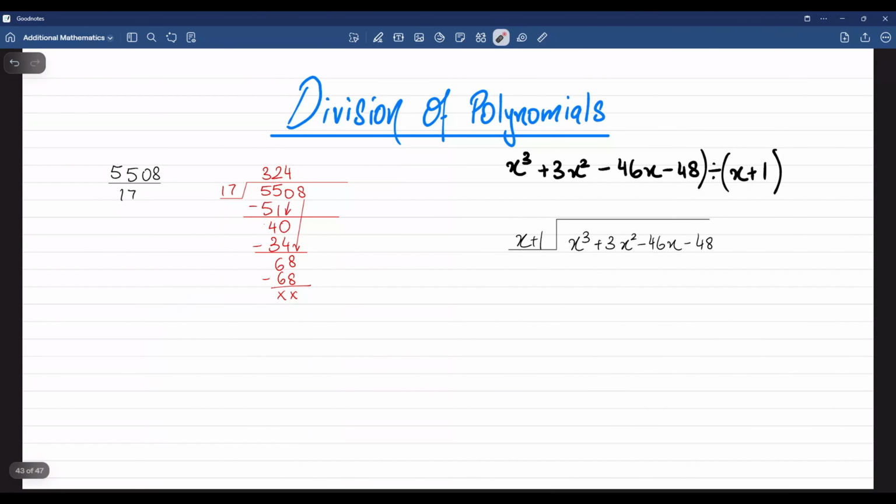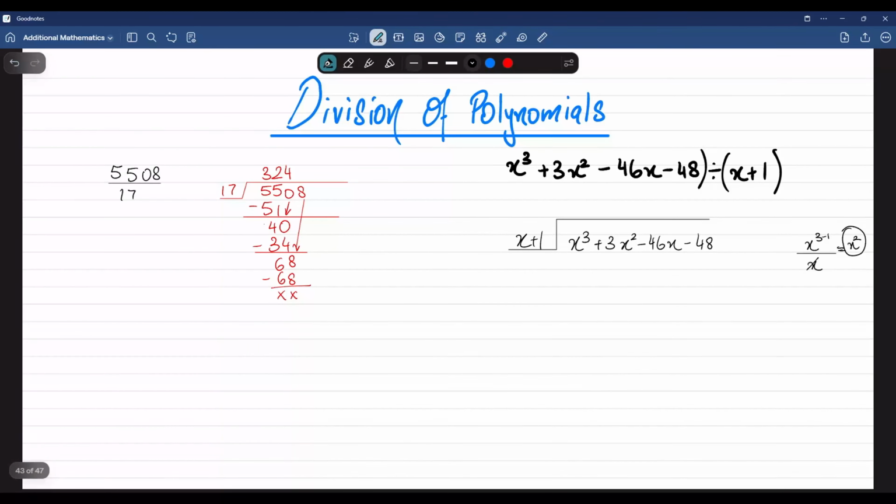So basically what we're doing is finding a value, multiplying the 17 by that value, and then inputting the result here for subtraction. That's exactly what we'll do now. We'll take the first term, which is x cubed, and divide it by the first term of the divisor. Dividing x cubed by x, we subtract the powers and get x squared.